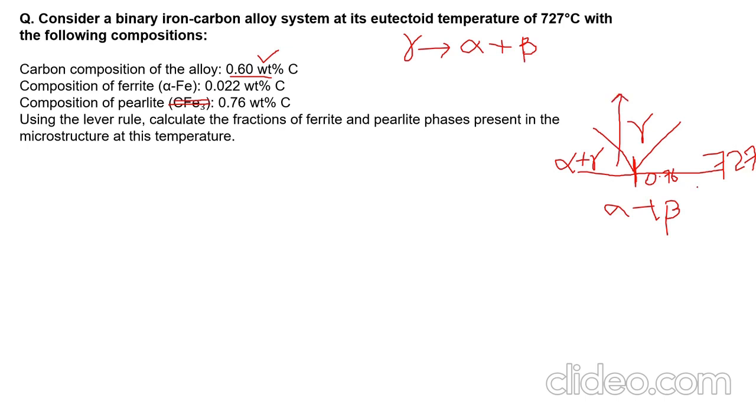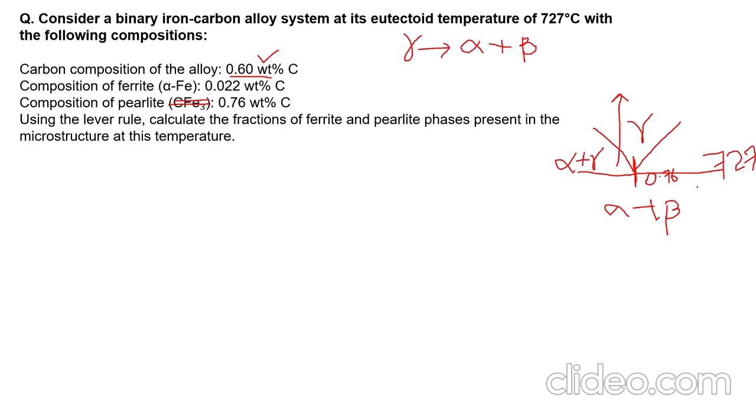Now you are to calculate the fraction of ferrite and perlite phases present in the microstructure at this temperature. So you are at the eutectic temperature. You don't have to calculate primary alpha or eutectic alpha. You just have to calculate your eutectic mixture. So can you try to attempt this question and then tell me the answer?